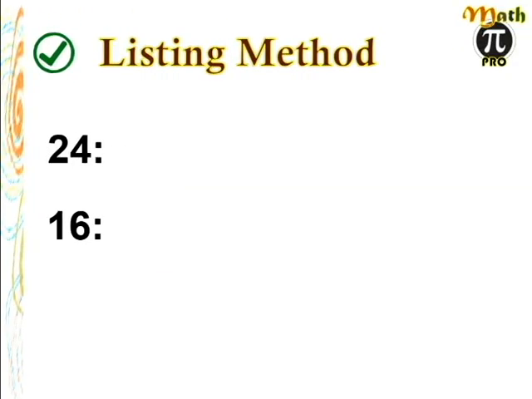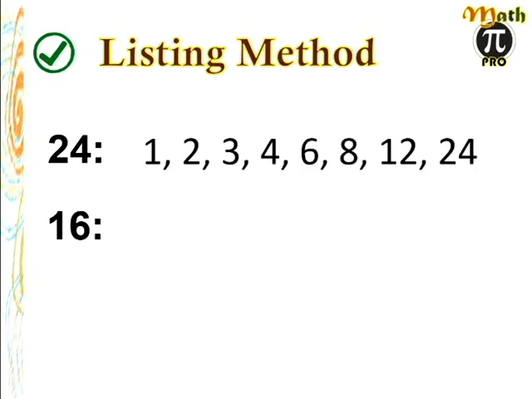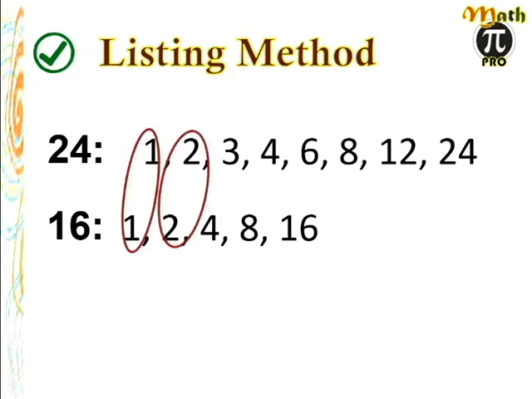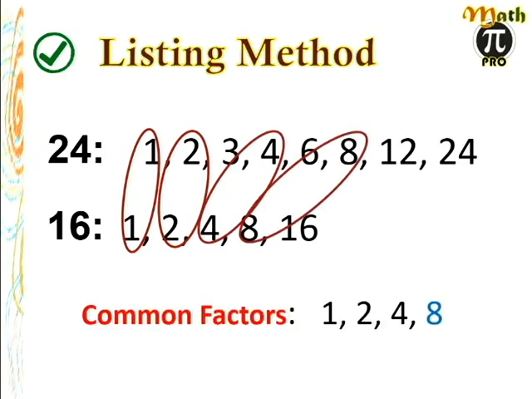Suppose you need to get the GCF of 24 and 16. So in listing method, you have to list all the factors of each number. So 24 has this set of factors. 16 has this set of factors: 1, 2, 4, 8, and 16. Then, after listing all the factors of these numbers, you will be able now to identify all the common factors. And the GCF is the greatest common factor among them. So, in this given, the GCF is 8.